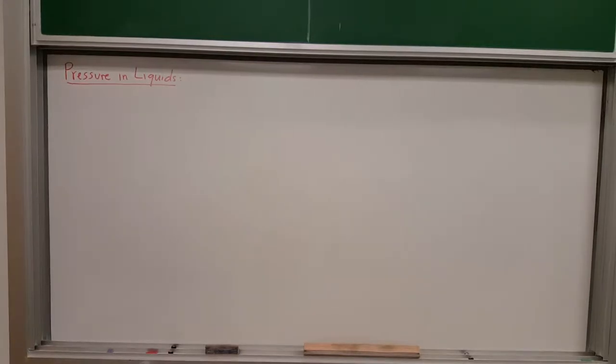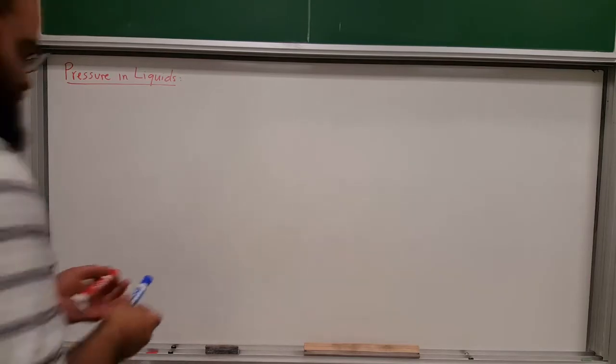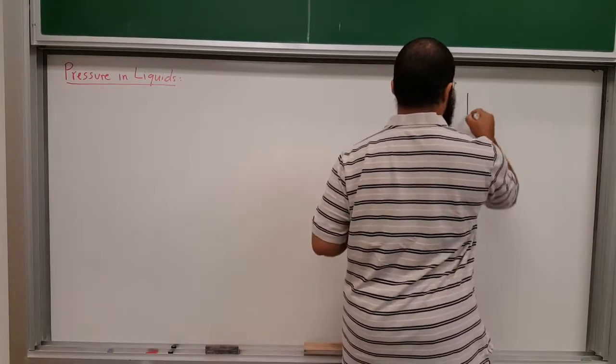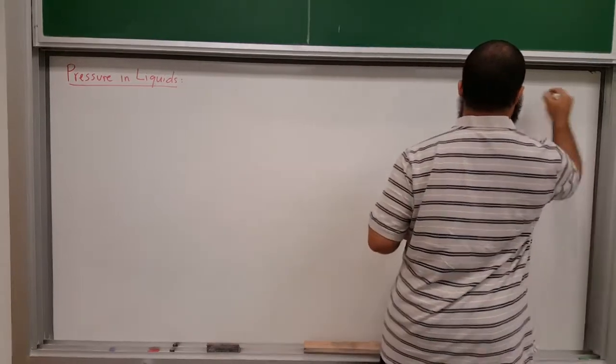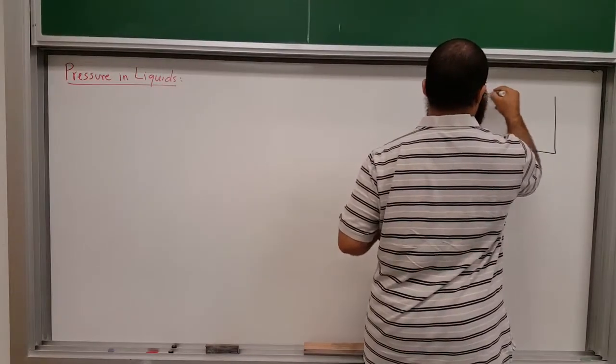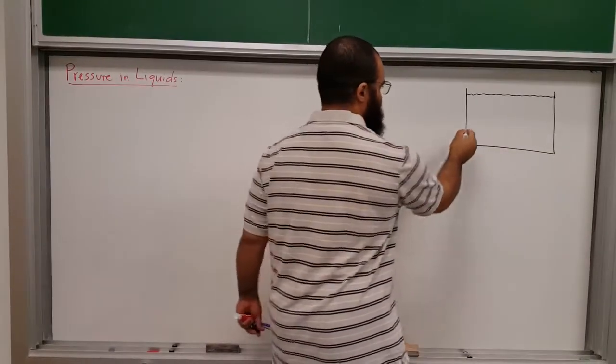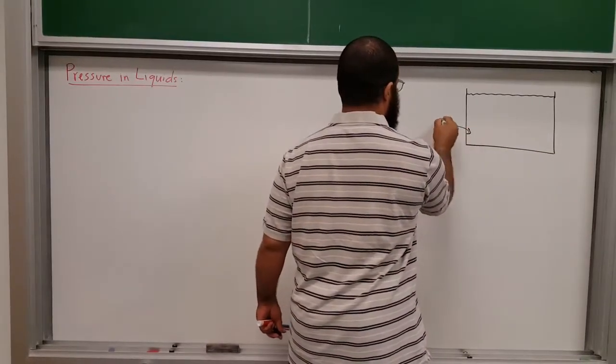All right, suppose I have a container filled with some liquid and the density of the liquid is rho. And so how does pressure change within the liquid? So let's draw something. So here's my container, all right? And it's filled with some fluid here. And the density of the fluid is rho, that's the density.